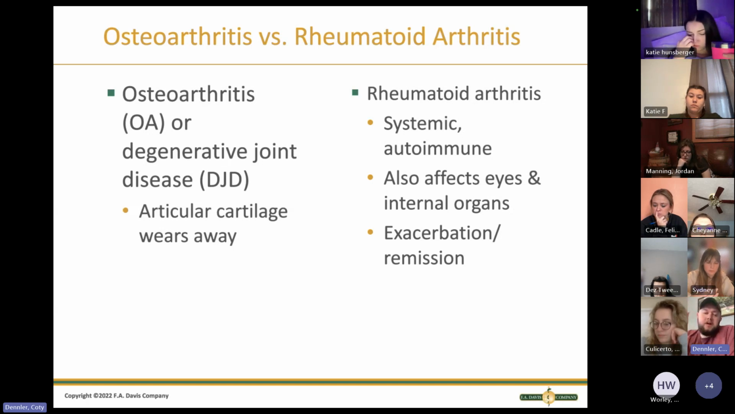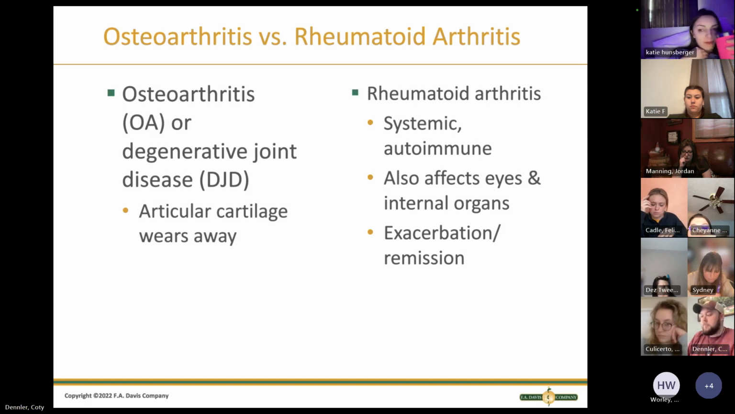Okay. So for osteoarthritis, you might also hear it called degenerative joint disease or DJD. This is where the articular cartilage, the cartilage that is in between your joints and keeps things flowing, wears away. And you get to a point where it could be like bone on bone rubbing, okay? Which is super painful. Super painful.